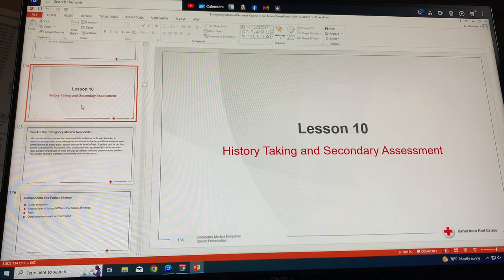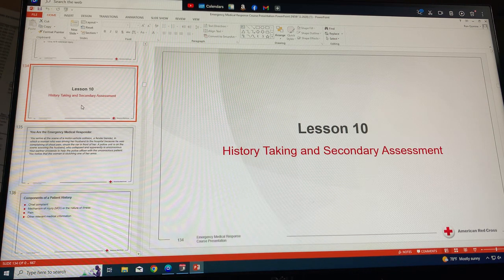However, as you will learn in this chapter, you can obtain more information about the patient history through history taking and the secondary assessment, which includes interviewing the patient and bystanders, monitoring vital signs, and conducting a physical exam. As with the primary assessment in the case of serious injury or illness, performing and documenting a thorough history and secondary assessment can increase the patient's chance of survival.